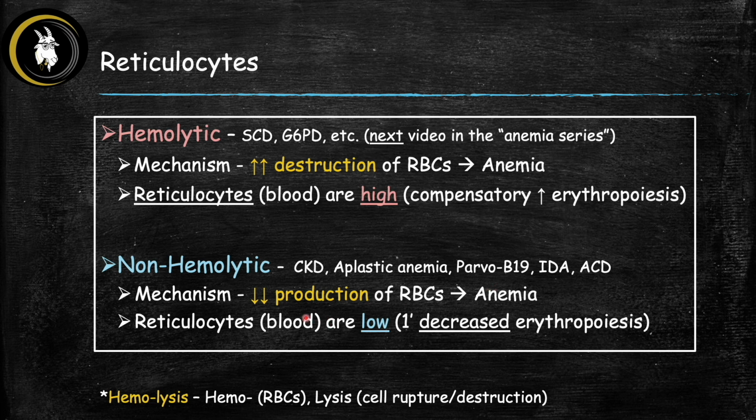So in this case, the bone marrow can't compensate for the anemia because we have a primary issue with erythropoiesis. Something is hampering the synthesis of our red blood cells. So as a result, fewer reticulocytes are going to be made and pumped into the blood. And this is why reticulocyte levels in non-hemolytic anemia are going to be low.